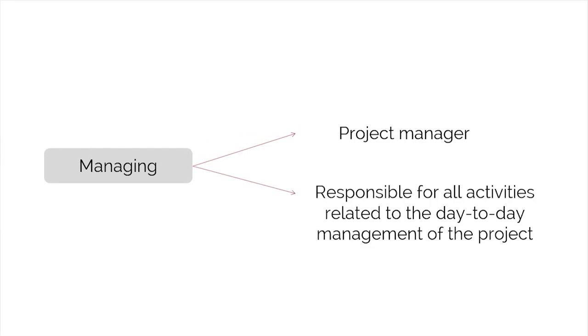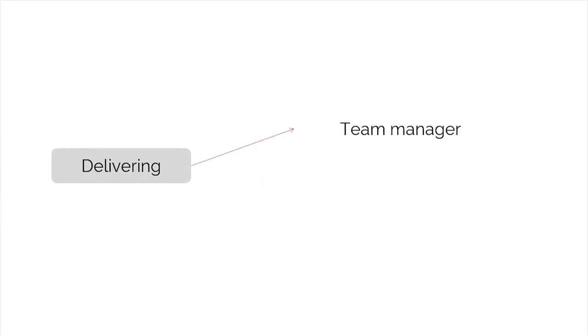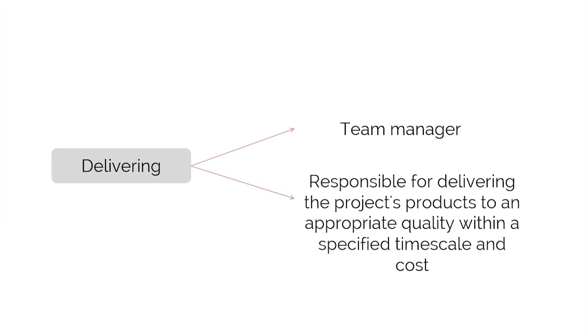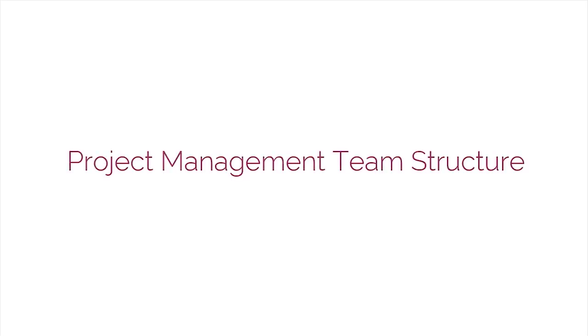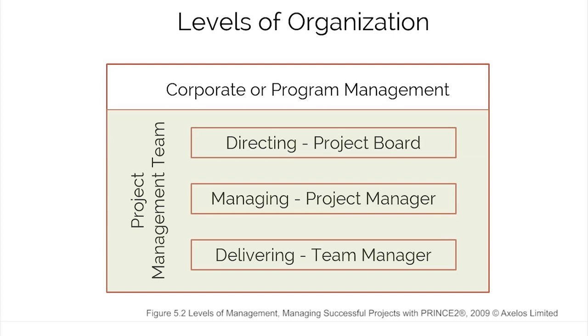The third level is managing. The project manager is responsible for all activities related to day-to-day management of the project. And the fourth level is delivering. The team manager is responsible for delivering the project's products of an appropriate quality within a specified timescale and cost. Now that we've gone through levels of organization, let's discuss the project management team structure, which is illustrated here.